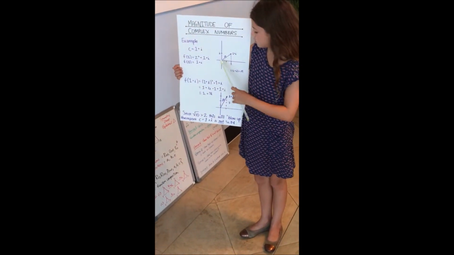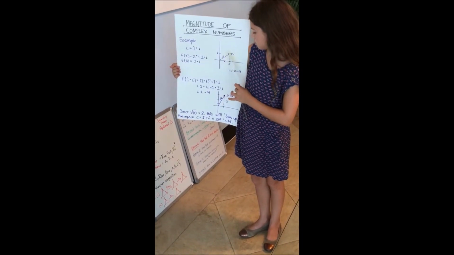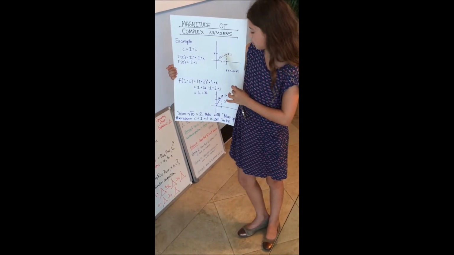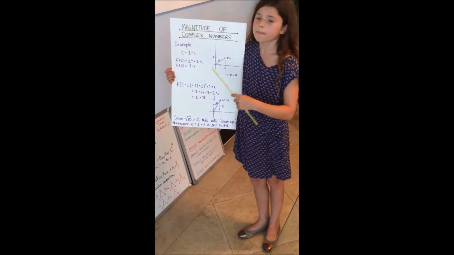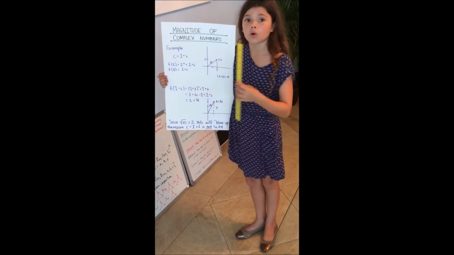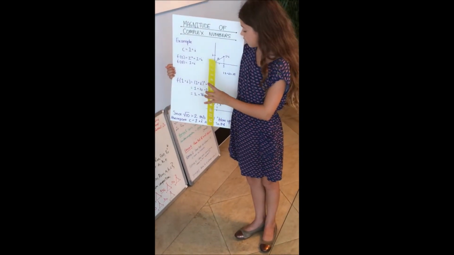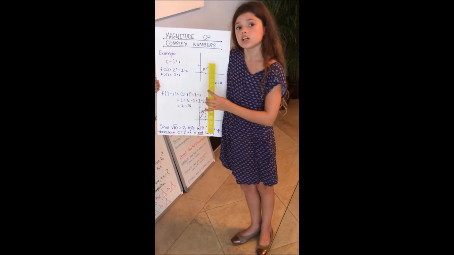And that means that the distance from the origin point to the point that we use to represent 1 plus i, or whatever complex number you're using, is what we check to see if the length is greater than 2. In other words, you could say that the length of the vector is greater than 2.